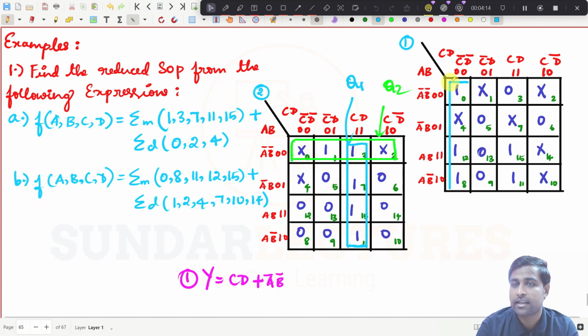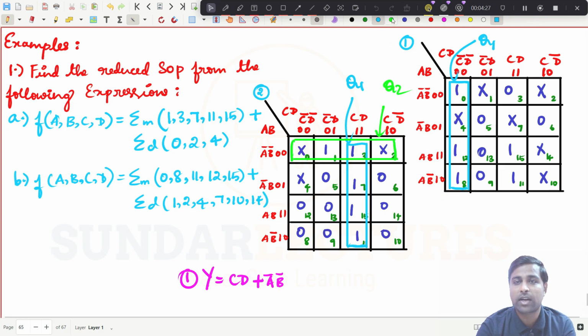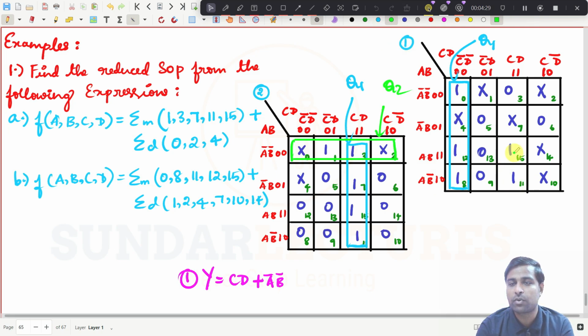This one I can cover, right? So I can take this as quad possibility number 1. I have covered these 3 ones with this quad. Now I need to cover these 2 ones. How can I cover these 2 ones? Is there any quad possibility? Yes, this x can be considered to be 1, so I can make this a quad.